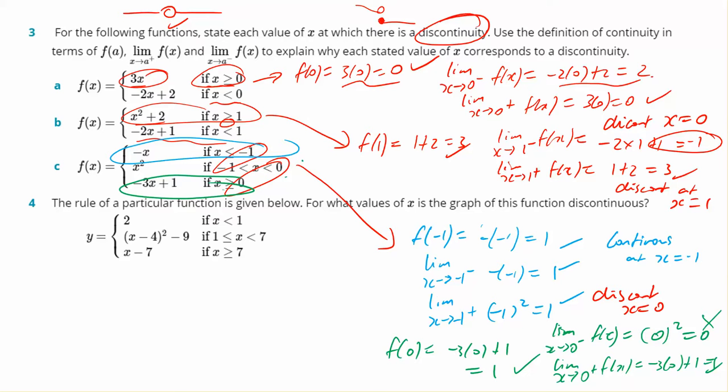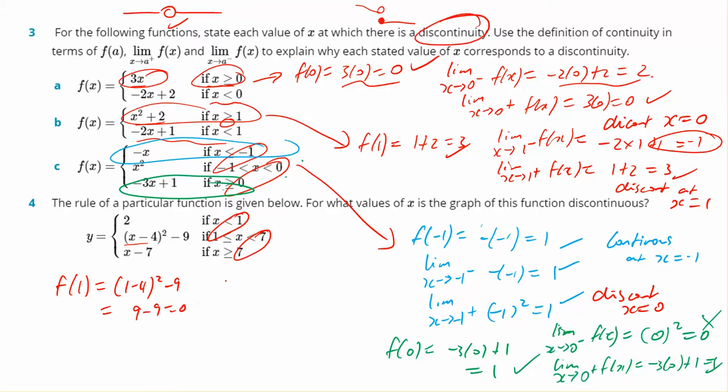For the next one, we need to find which values are discontinuous. Here we've got possible discontinuities at either 1 or 7, so we've got to do them separately. We'll do the 1 first. f of 1 is equal to, which value do we choose? It equals 1 on the second equation, so you sub that in: 1 minus 4 squared minus 9. That's minus 3 squared, which is 9, minus 9, which is 0.